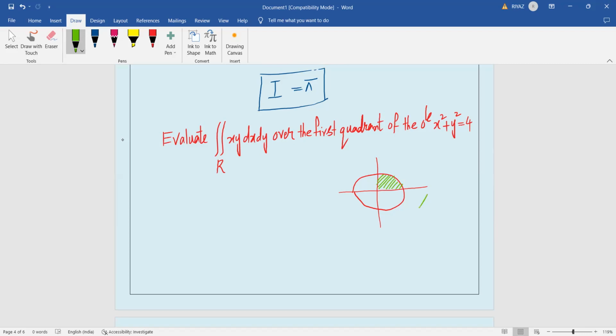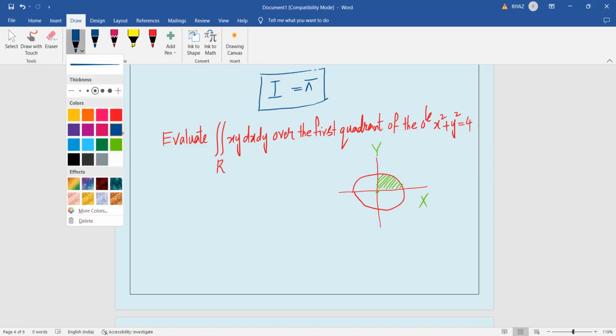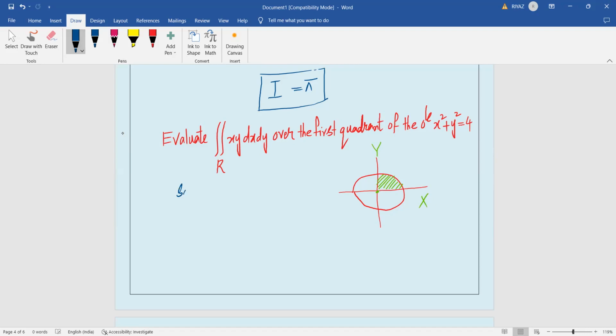This is the x axis, this is the y axis. This point, you know that it is 0, 0. So we have a circle. Our circle is x square plus y square is equal to 4. On the x axis, y is always equal to 0.